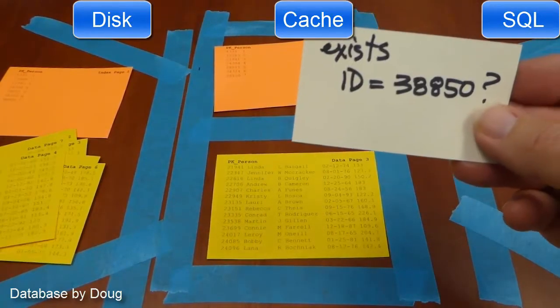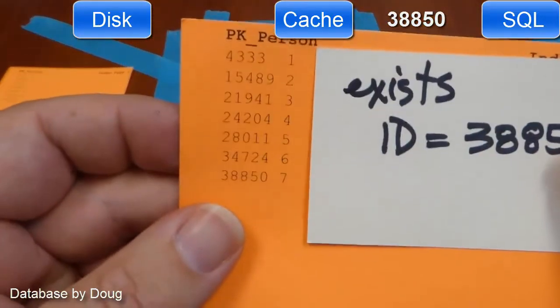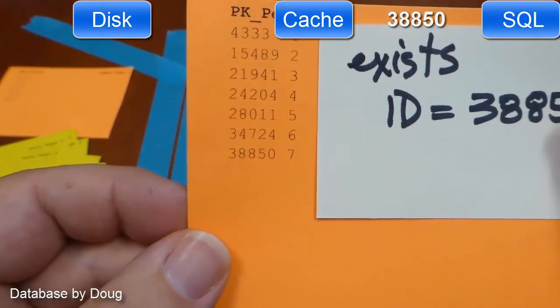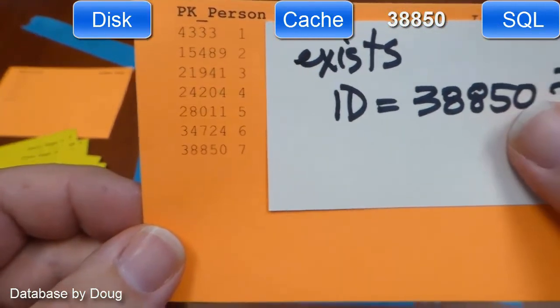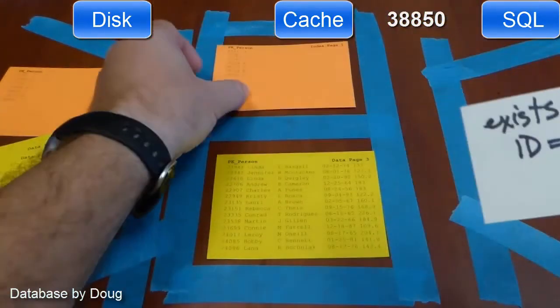So let's do another one. How about ID 38850? If I look at that index page, I can find the value as the top value of page 7. And again, I can stop. If all I really want to know is whether it exists or not, I can do that with one logical IO.